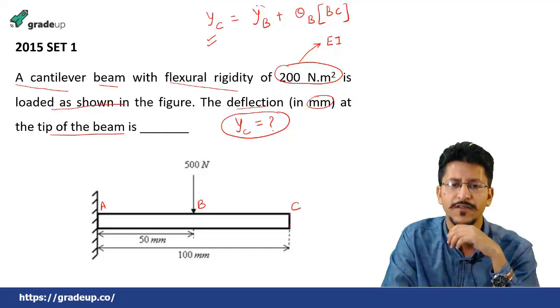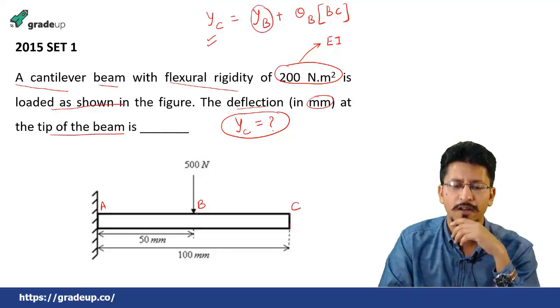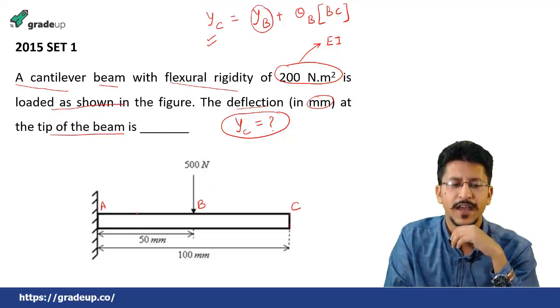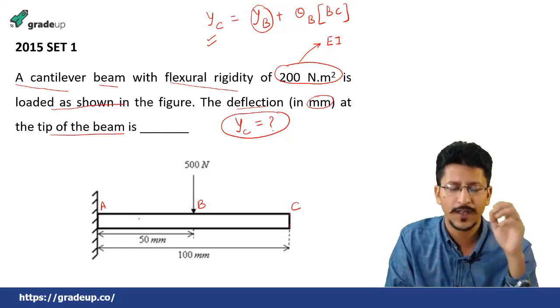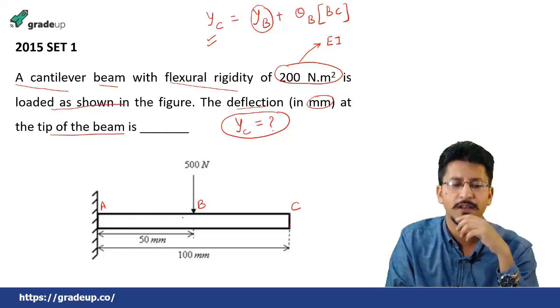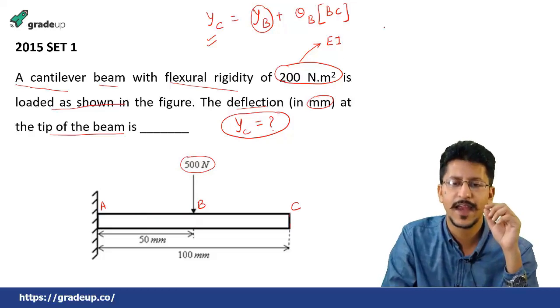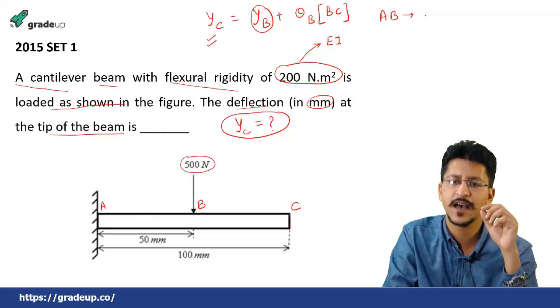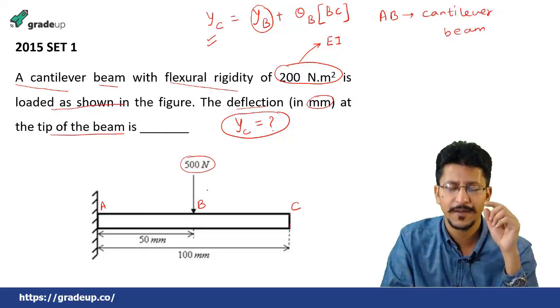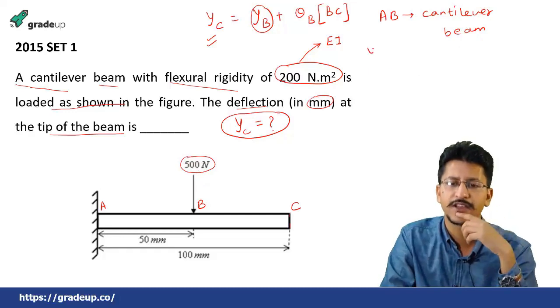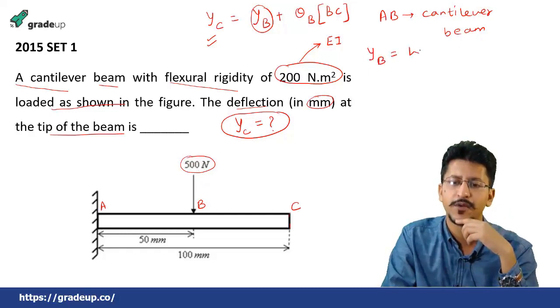Okay, so first of all we will find out YB. If you consider the AB section of the beam, only if you consider that the beam is AB length, then this kind of force becomes a point load and the beam becomes a cantilever beam. AB behaves as a cantilever beam. For a cantilever beam subjected to point load at the free end, the deflection is given by WL cube upon 3EI.